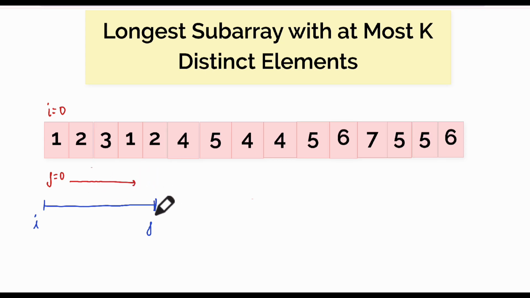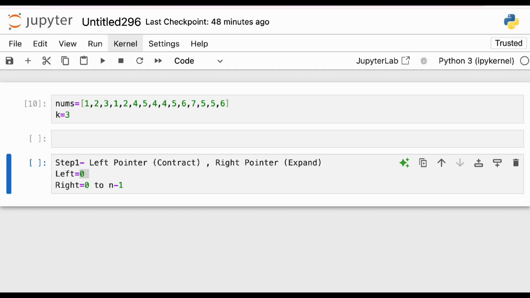Whenever I move to the next point, because I include the element 4, I see that the number of distinct elements becomes greater than 3. So I will contract my i. Basically I will reduce it from here, and this will be my updated i. Technically, I'm increasing my left pointer by 1. j will vary from 0 to this particular point, and i will be used only whenever I have to contract the window. So these are the two pointers I need.